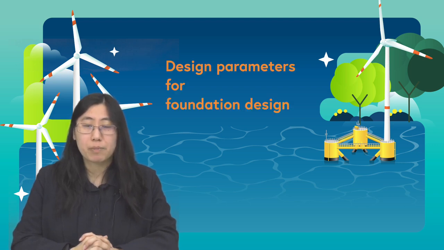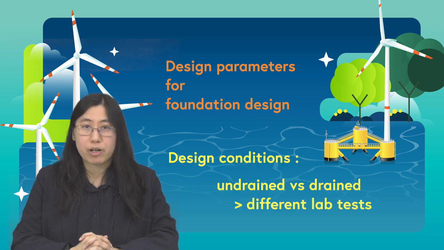In this section, we have learned that for foundation design, we need to obtain some design parameters. Typical design parameters would be the cohesion term and also the friction term. But these friction and cohesion terms can be obtained from different laboratory tests. Depending on the loading condition, for example, undrained or drained condition, you can choose to perform different lab tests to obtain the appropriate shear strength parameters for the foundation design.